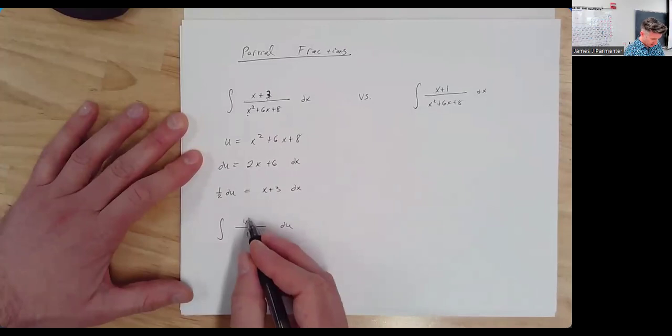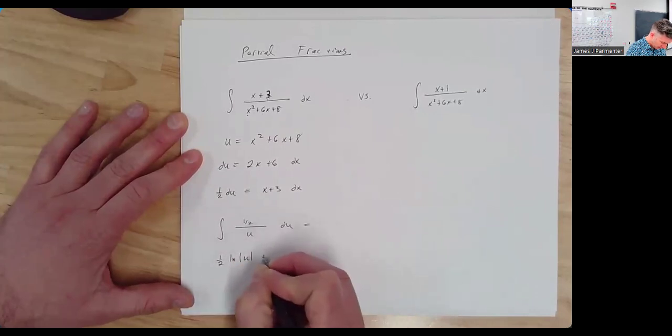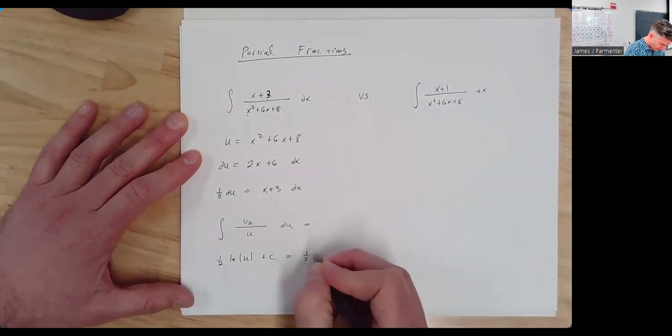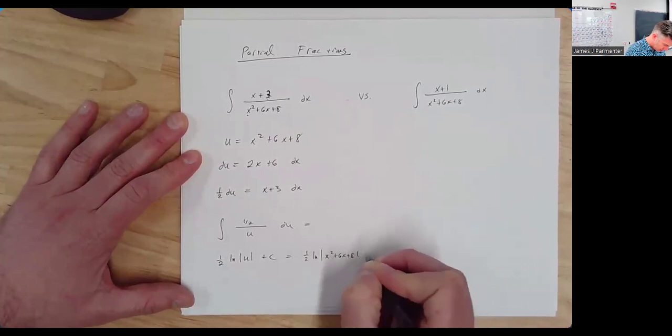And the integral of a constant divided by u is just going to be that constant times the natural log of the absolute value of u, plus c, and then we substitute back in what u is equal to, and we get 1/2 the natural log of x squared plus 6x plus 8.